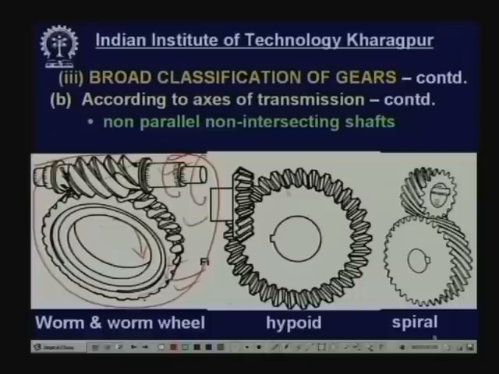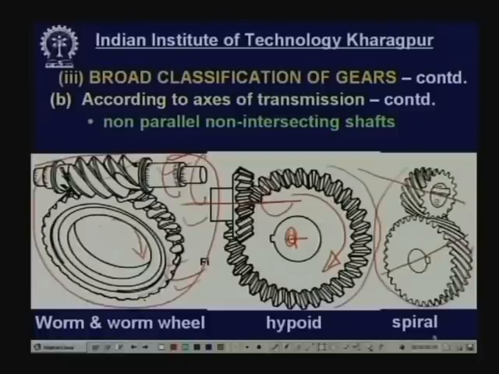Here is another example. This is one bevel gear rotating about this axis perpendicular to this plane, and this is another gear. So, when this gear rotates, this will cause rotation of this gear. But here you can see the axis of this gear and the axis of this gear are not intersecting. Now, this is another case. This is one shaft, this is another shaft. They are neither intersecting nor parallel. So, these are called spiral gears.